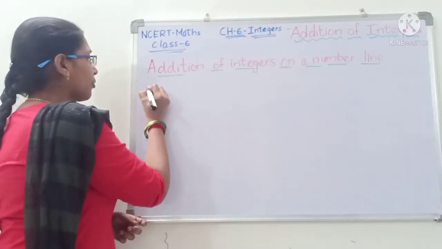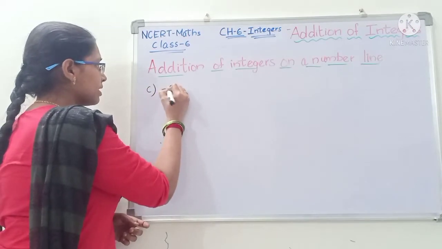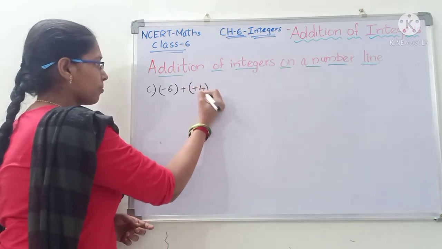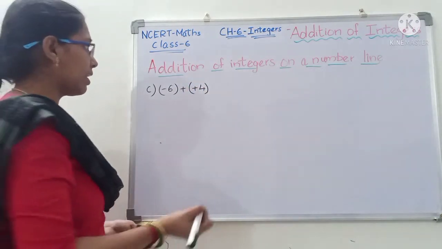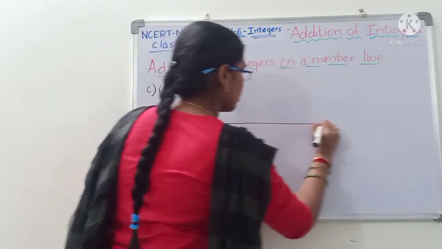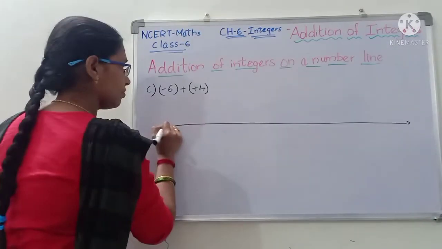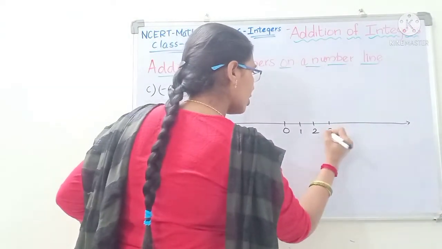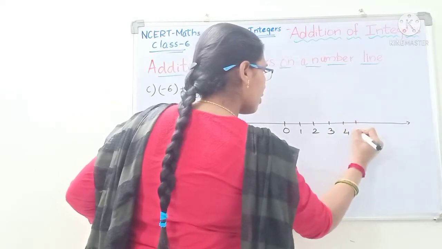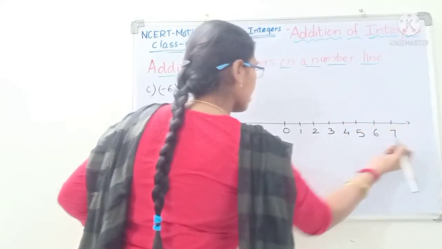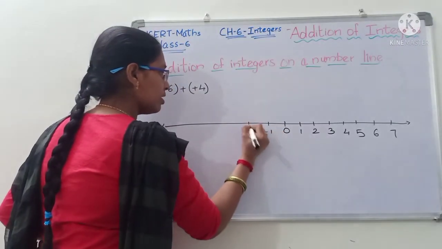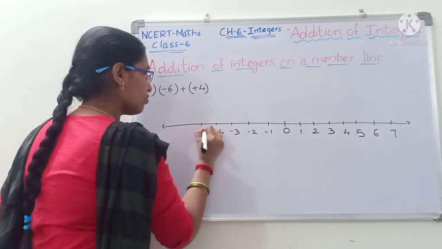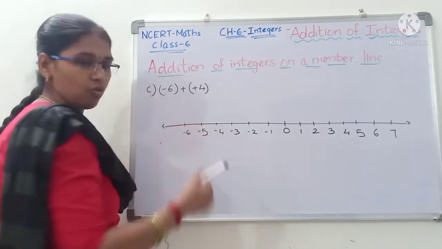Children, let's solve another problem. Minus 6 plus 4. Let's solve this using a number line. Let's draw a number line first. 0, 1, 2, 3, 4, 5, 6, 7. Negative numbers: minus 1, minus 2, minus 3, minus 4, minus 5, minus 6, and so on.